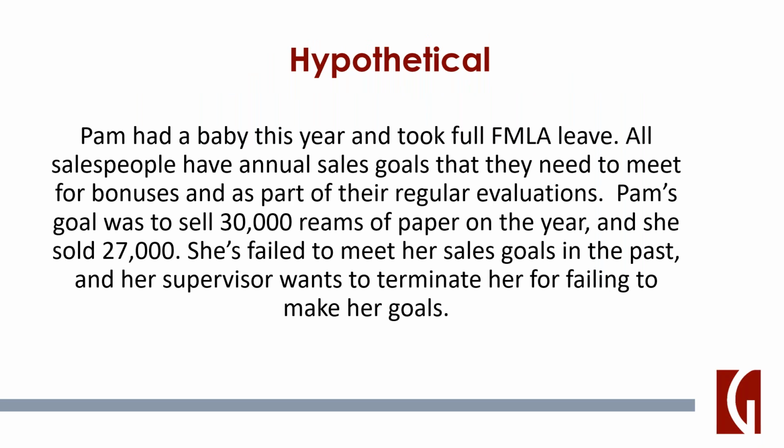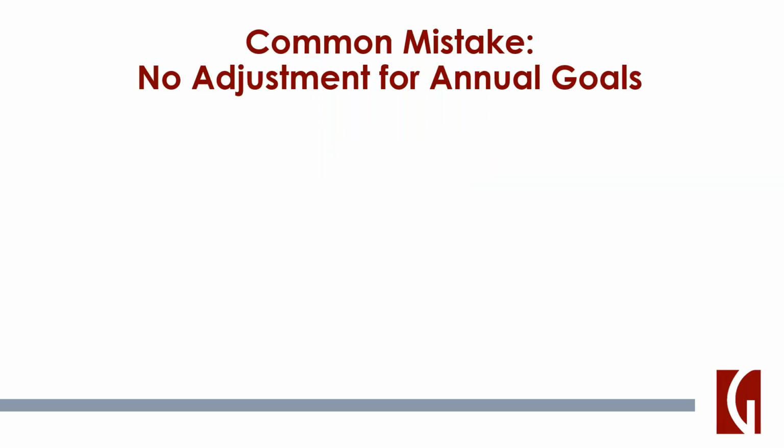Pam had a baby this year and took full FMLA leave. All salespeople have annual sales goals that they need to meet for bonuses and as part of their regular evaluations. Pam's goal was to sell 30,000 reams of paper on the year, and she sold 27,000. She's failed to meet her sales goals in the past, and her supervisor wants to terminate her for failing to make her goals. What to do?